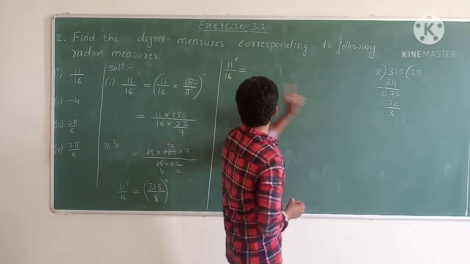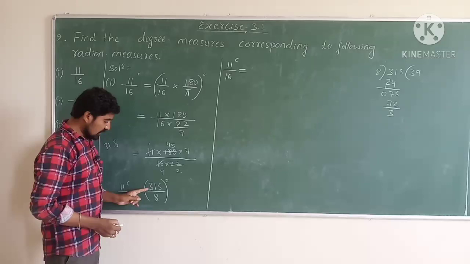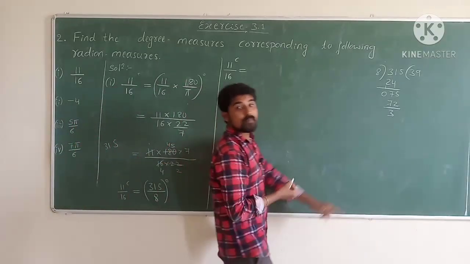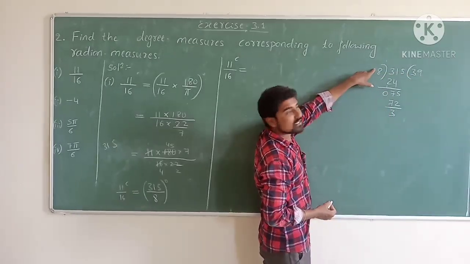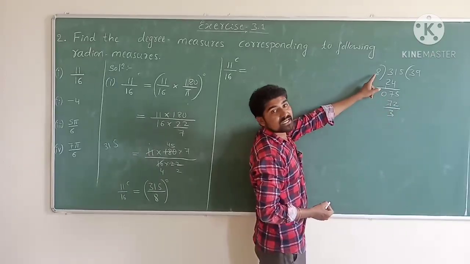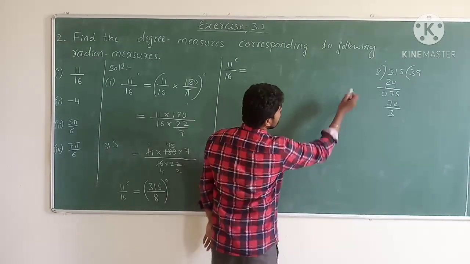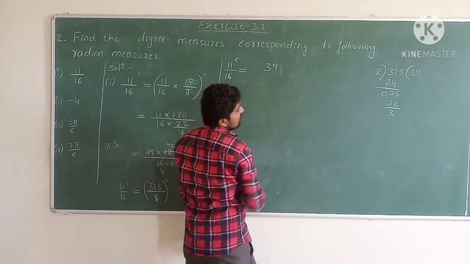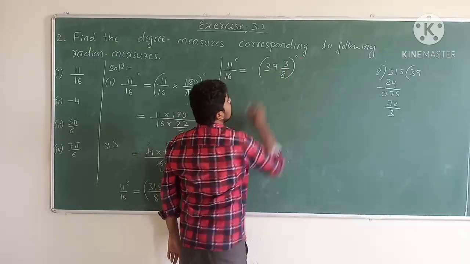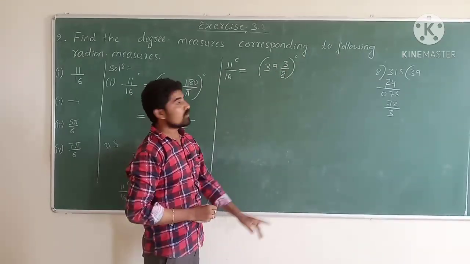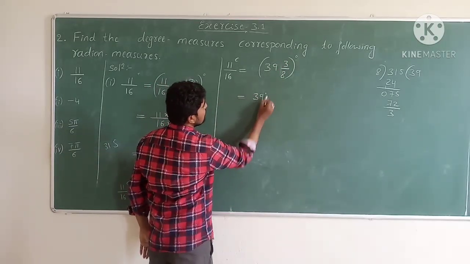So therefore this 11 divided by 16 radian is equal to 315 divided by 8 degree. So 315 divided by 8 degree can be written as a mixed fraction: 39 and 3 divided by 8 degree. Quotient into remainder divided by divisor. Still this is in degree measure. Now the exact degree is equal to 39 degree.